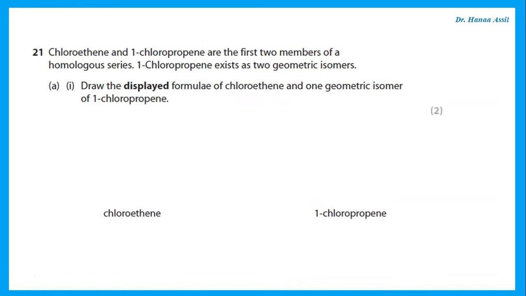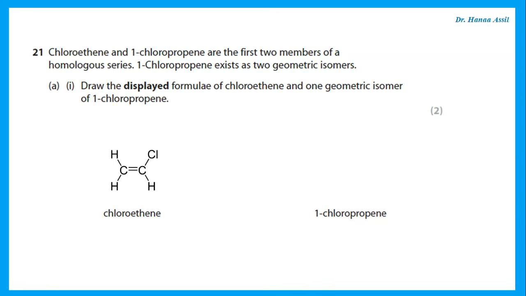Chloroethene and 1-chloropropene are the first two members of a homologous series. 1-chloropropene exists as two geometric isomers. First, draw the displayed formula of chloroethene. So how do we draw chloroethene? Eth means two carbons, ene means a double bond, and this is chloro, that means one of the hydrogens is replaced by a chlorine.